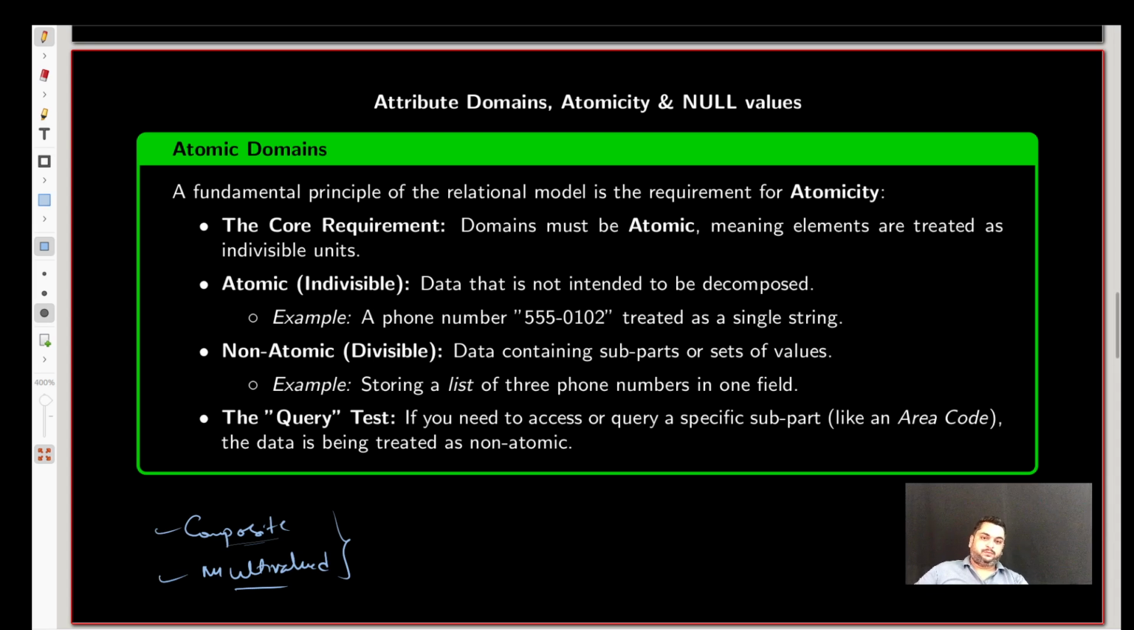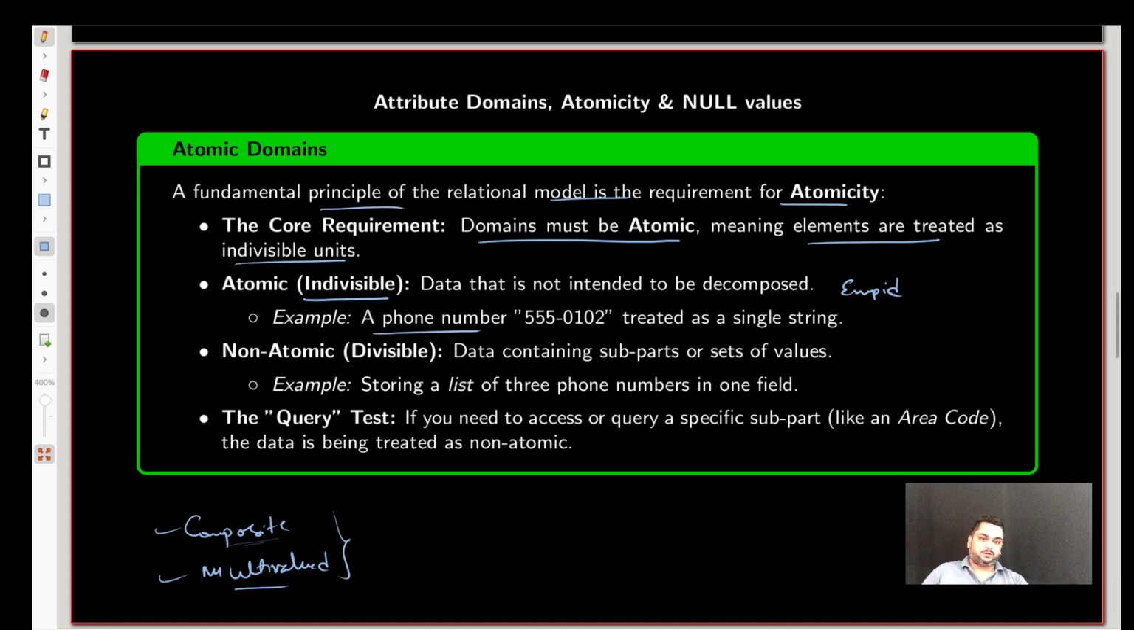The fundamental principle of the relational model is the requirement of atomicity. What is atomicity? Domains must be atomic, meaning elements are treated as indivisible units. So I cannot store an address just like that, or store first name and last name in one column. Atomic means indivisible; they cannot be divided further. For example, employee ID cannot be further divided, so it is atomic. Simple attributes are atomic.